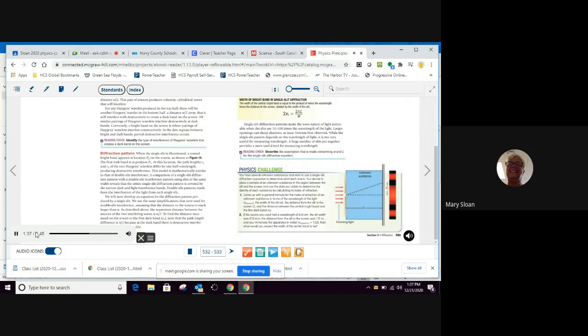A comparison of a single slit diffraction pattern with a double slit interference pattern using slits of the same width reveals that the entire single slit diffraction pattern is covered by the narrow dark and light interference bands. Double slit patterns result from the interference of light from each single slit. The interference pattern is modulated by the diffraction pattern produced by the single slit. We use the same equations.